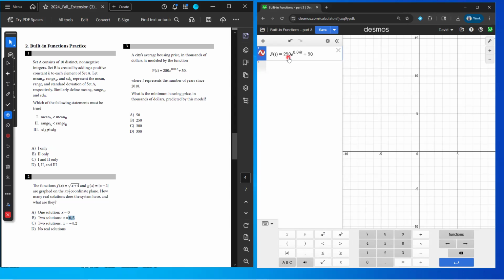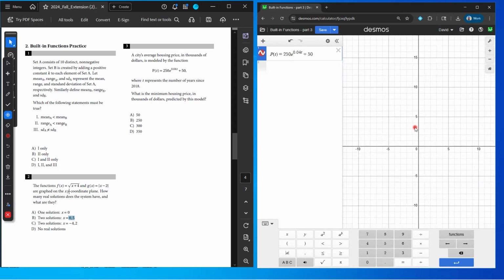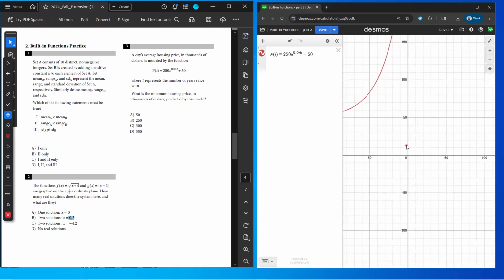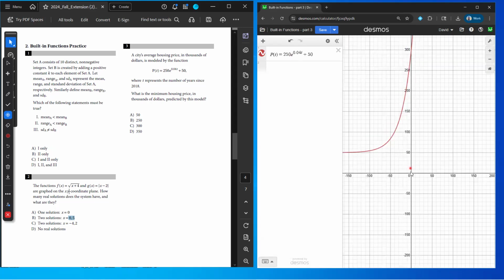Okay, in this equation though, the price is in thousands of dollars for t, the number of years since 2018. What is the minimum housing price in thousands of dollars predicted by this model? Well, again, I don't see anything here, so I might have to zoom out a bit. All right, so we kind of see it eventually, right?